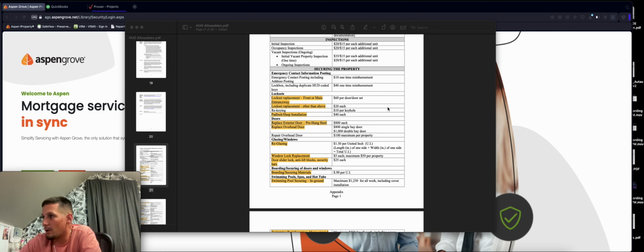Replace overhead door. Single bay door 800, double bay door 1000. This one is absolutely not happening. I have tried and tried and tried every single way possible to make this work. And one, we're not great at installing these things. Every time we do it, it sucks and it takes longer than it should. So I will not do these within the allowable.